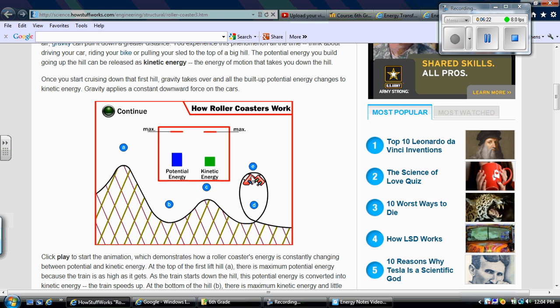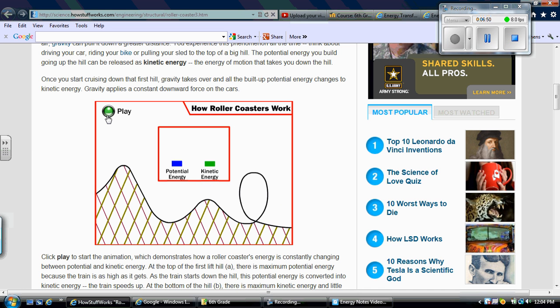Okay, notice point A is higher than point E, so that's why point A has potential energy at the max. Point F is not as low as point B, so that's why kinetic energy is the fastest at B, not as fast here. But you still have more kinetic energy than potential.